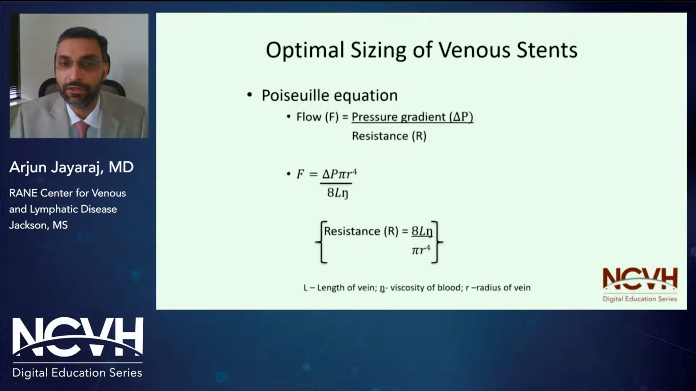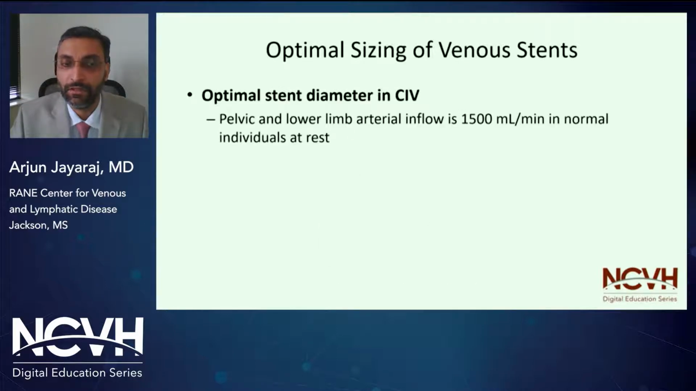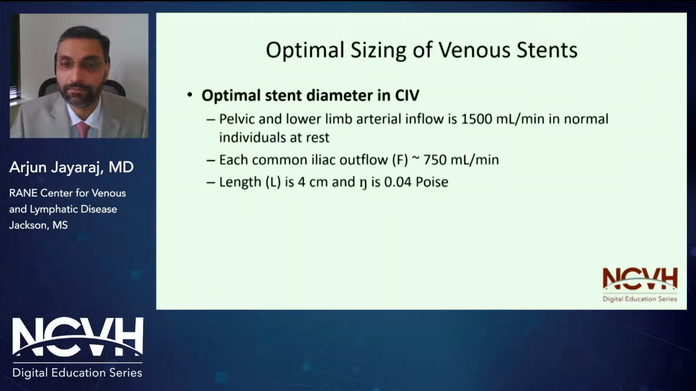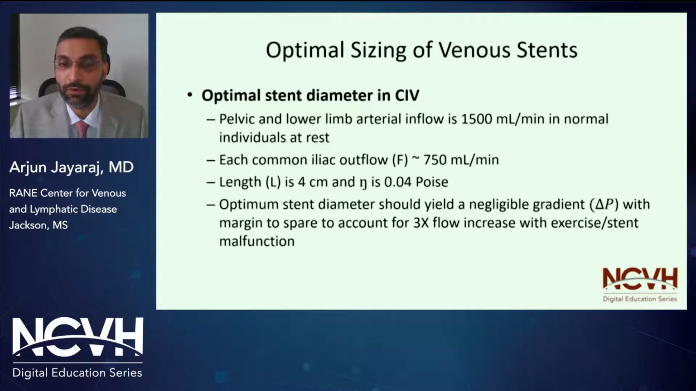Now, the Poiseuille equation, as we all know, demonstrates the relationship between flow, pressure gradient, and resistance. And resistance can be broken down taking into account the length of the vein, viscosity of blood, and the radius. Now we know that pelvic and lower limb arterial flow is roughly 1,500 cc's per minute in normal individuals at rest. So this would assume that the same amount of blood flow has to go back through the veins. Correspondingly, each common iliac vein outflow would be roughly 750 cc's per minute. We know the length of the common iliac vein is 4 centimeters and the viscosity is 0.04 poise.